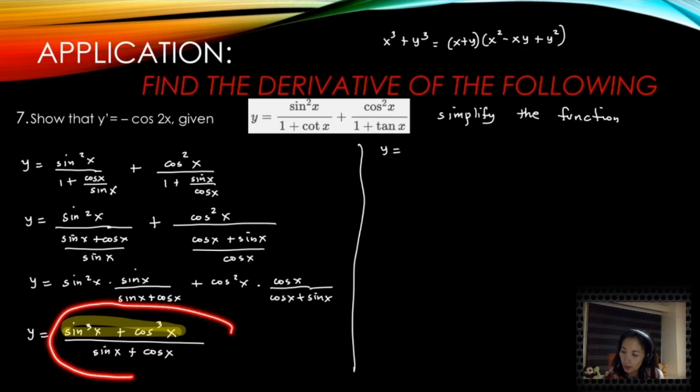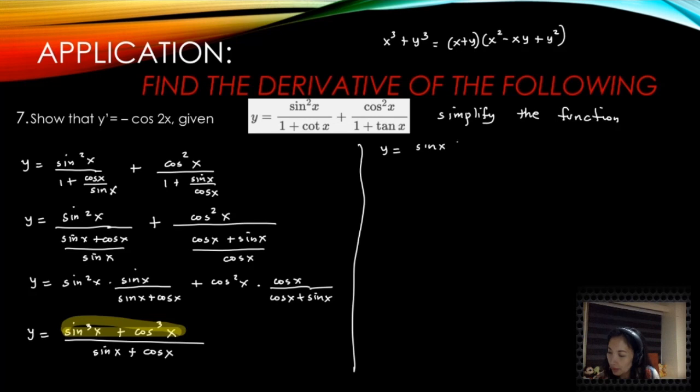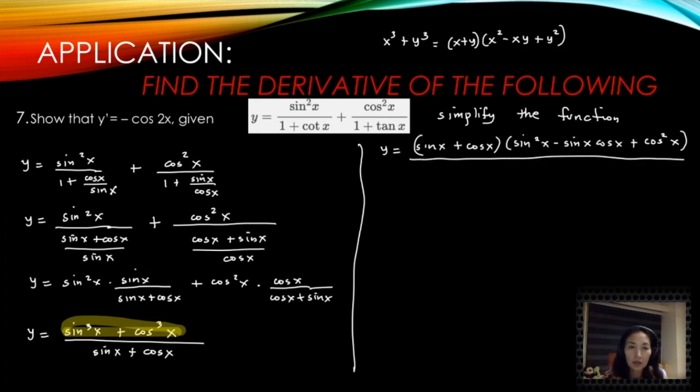So if we do the same, then we could factor the numerator of this as sine x plus cosine x times sine squared x minus sine x cosine x plus cosine squared x, all over sine x plus cosine x. And this will cancel out.